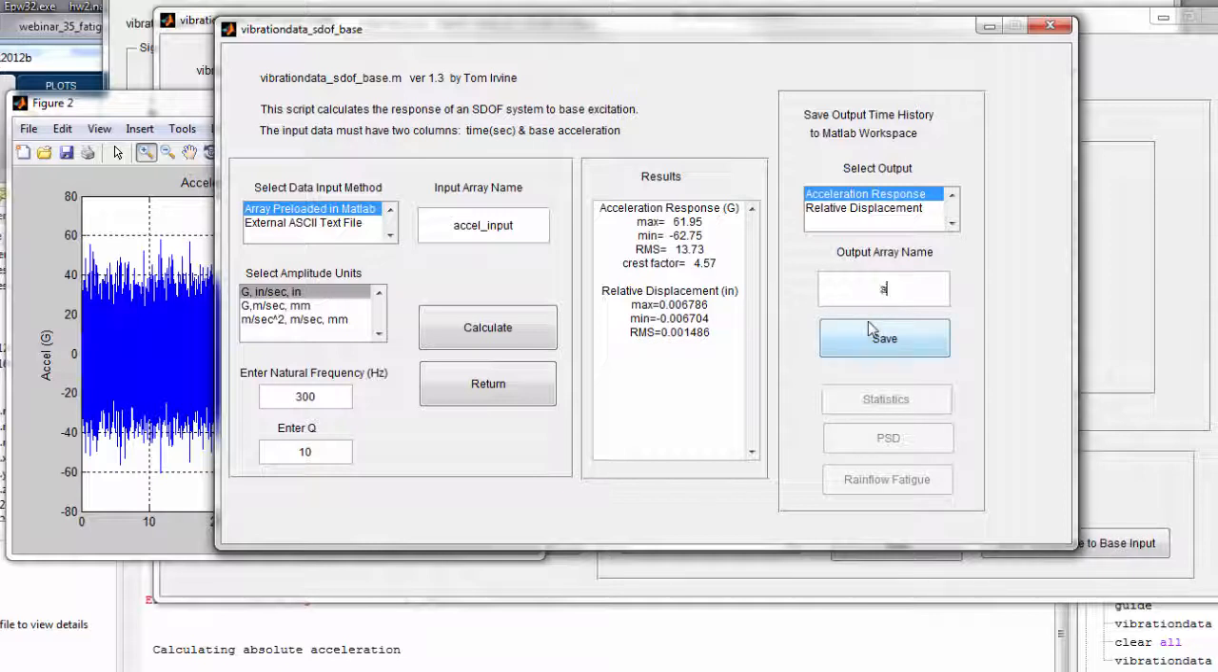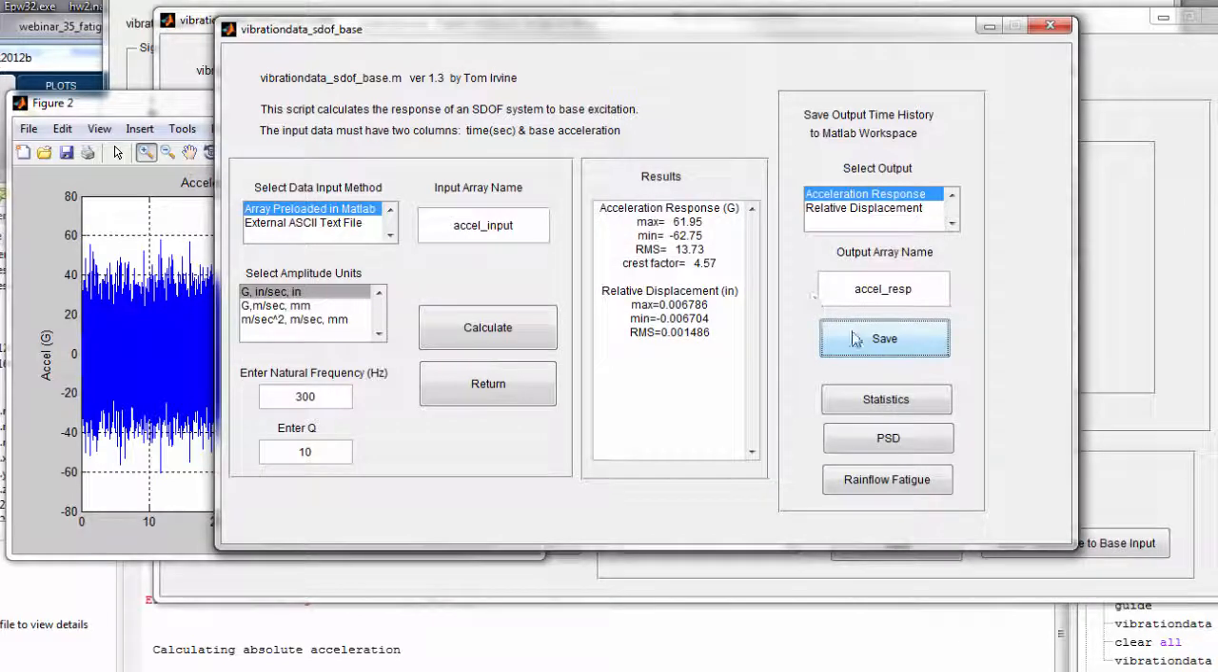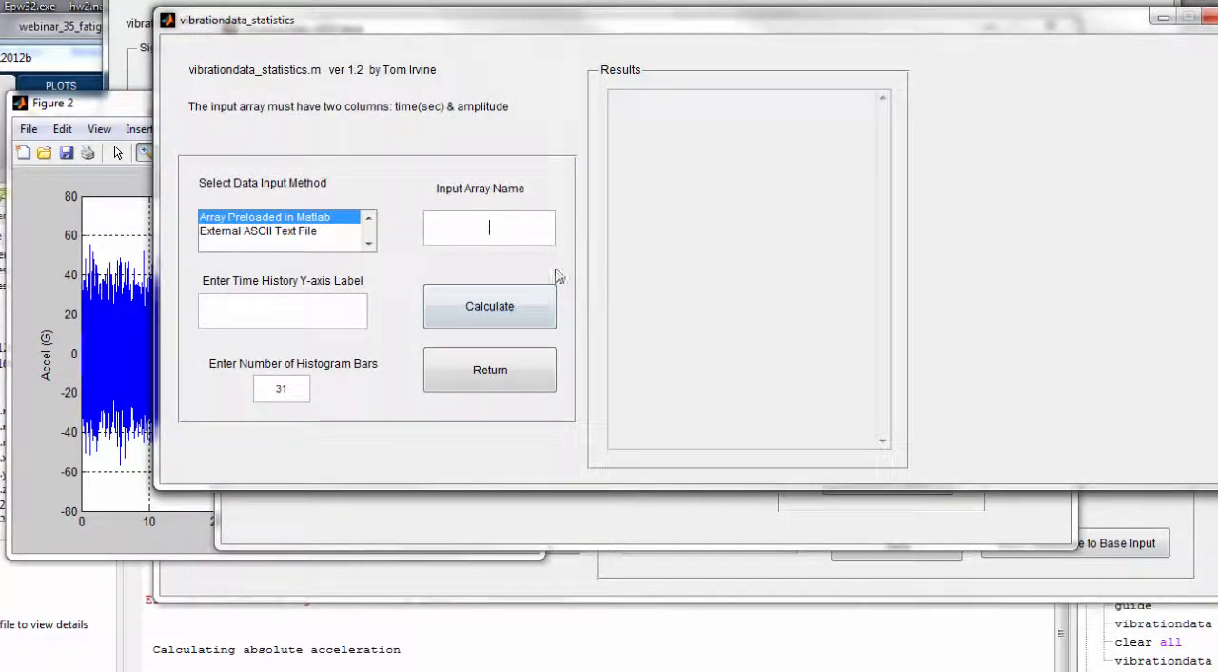Well, let's go ahead and save this acceleration response, and I'm just going to call it Excel_RASP. That'll work. Save it to MATLAB Workspace, or export it if you like. Now, when we do that, we have some shortcut buttons here, so we don't have to go back to the main dialog. Let's go ahead and look at the descriptive statistics, which will give us some of the same information that's in this box, but it will give us an expanded version. So we've run this before. It's vibration data underscore statistics. So this one will allow us to plot up some histograms and all that good stuff.